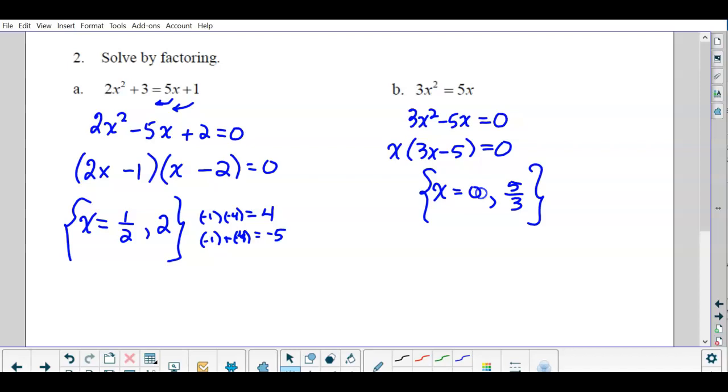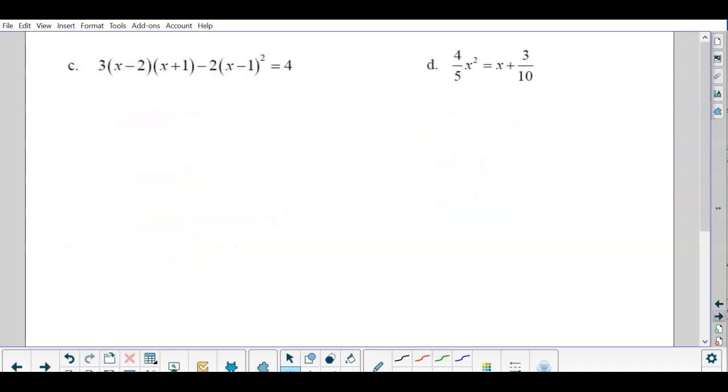Next one, a lot of algebra to do, but do that and get one side equal to 0. And then D, same thing. I would get rid of the fractions. So think about what you did back in rational equations last semester. Okay, so I'll give you a few minutes to work on C and D.